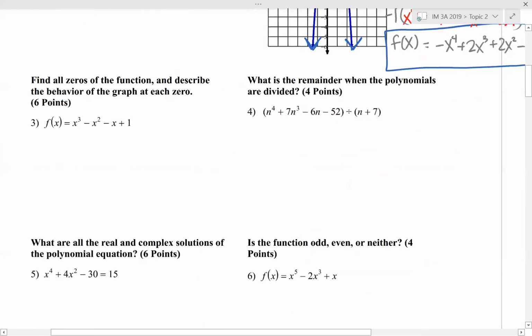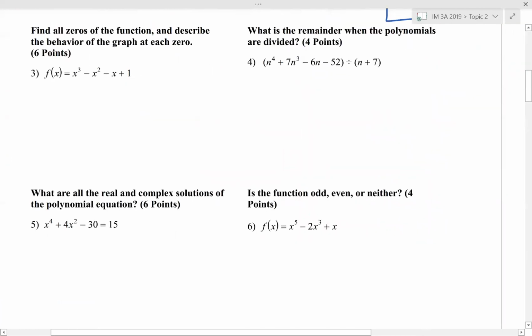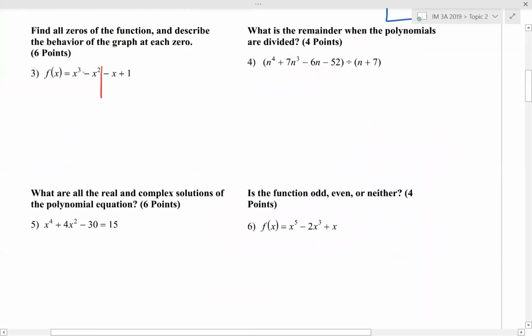For number 3, we're finding all the zeros of the function and then describing the behavior of the graph at each of those zeros. So when I have 4 terms and I'm asked to find the zeros, that means that I should be able to use grouping to factor the function. So if I look at the first 2 terms, x cubed minus x squared, I can see that they both have a factor of x squared.